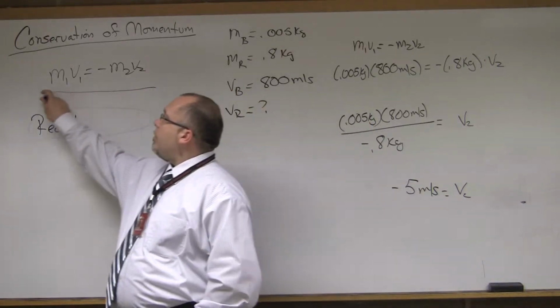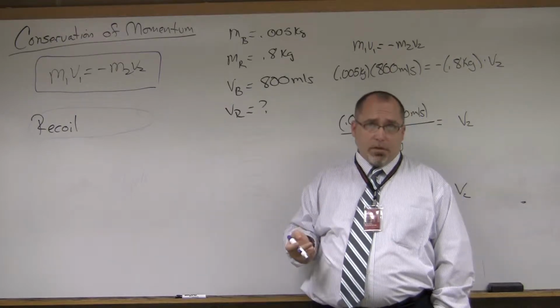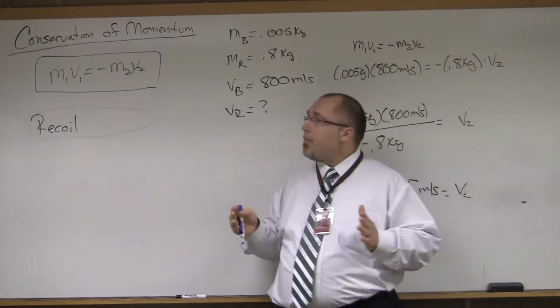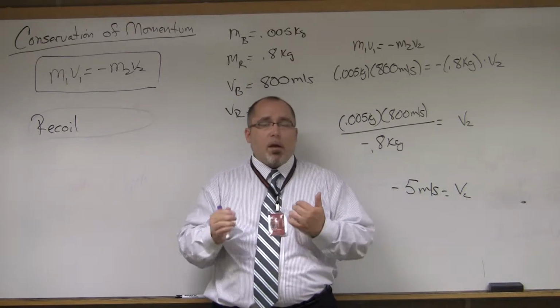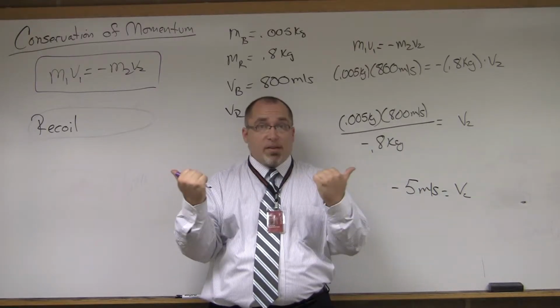The formula for the conservation of momentum is this: m1v1 equals the opposite of m2v2. And the ones and twos are just subscripts denoting the two different objects. Now, conservation of momentum, think of it as this: momentum after a collision of the two objects going in opposite directions is the same.